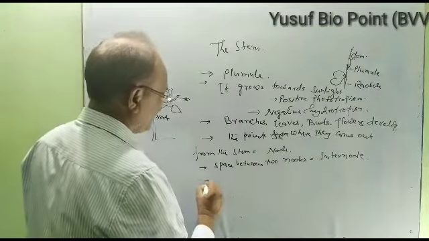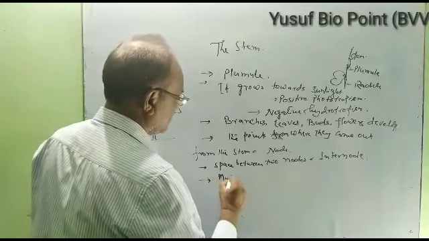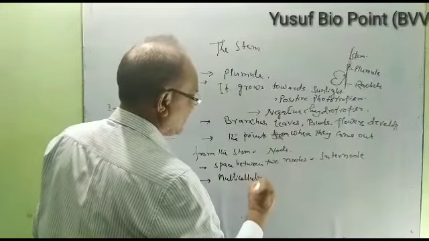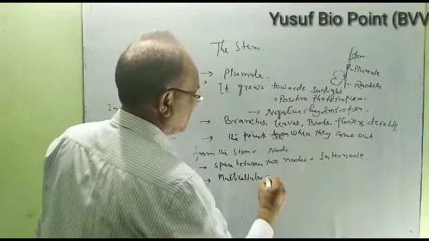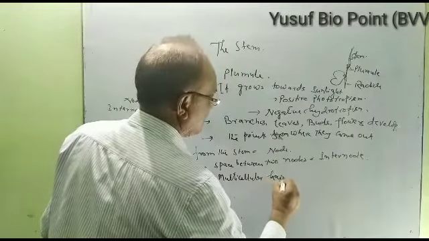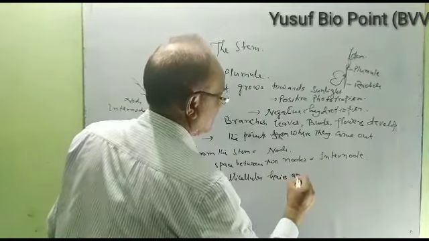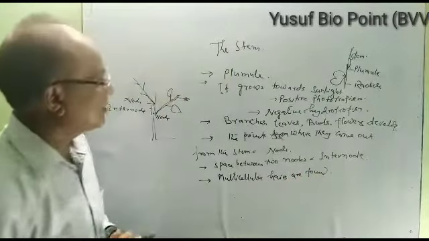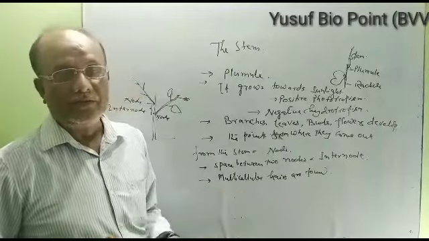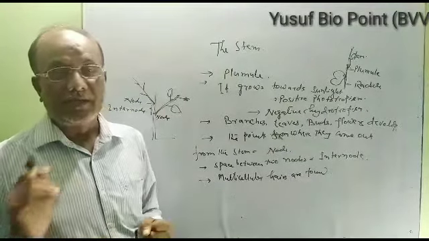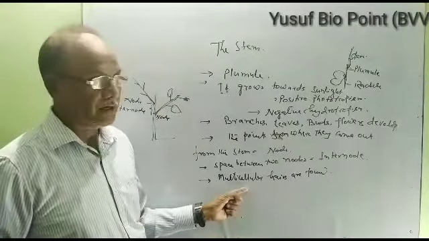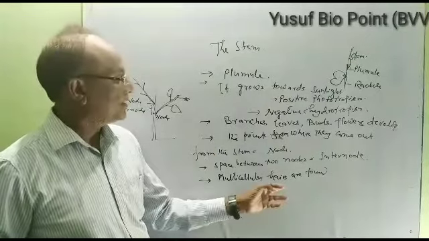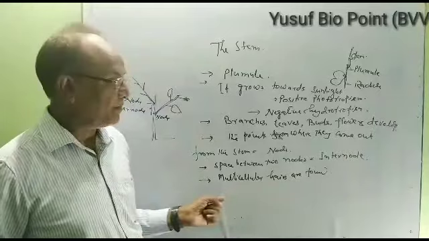Next one, multicellular hairs are found. That is, in the root you have seen that the hairs are unicellular; here they are multicellular. रूट्स में तुम्हें मिला होगा कि वहाँ एक कोशिकीय हर्ष पाए जाते हैं जबकि यहाँ बहुकोशिकीय पाए जाते हैं.